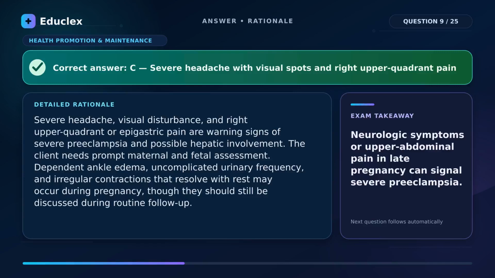Dependent ankle edema, uncomplicated urinary frequency, and irregular contractions that resolve with rest may occur during pregnancy, though they should still be discussed during routine follow-up. Exam takeaway. Neurologic symptoms or upper abdominal pain in late pregnancy can signal severe preeclampsia.